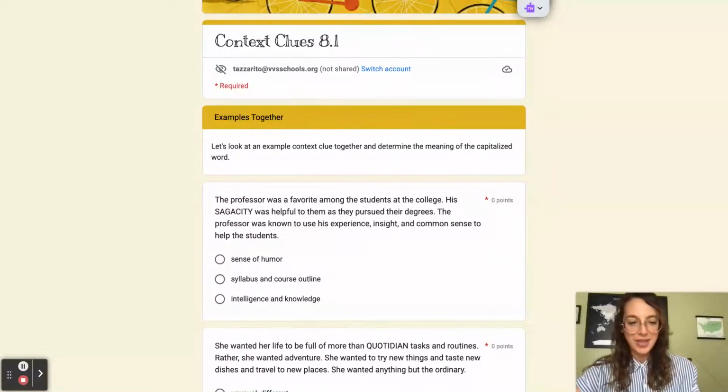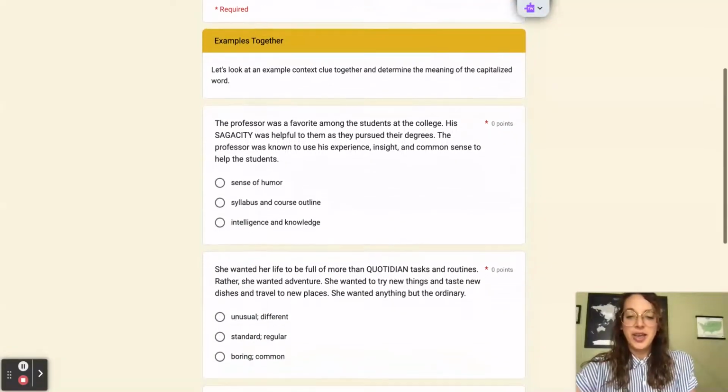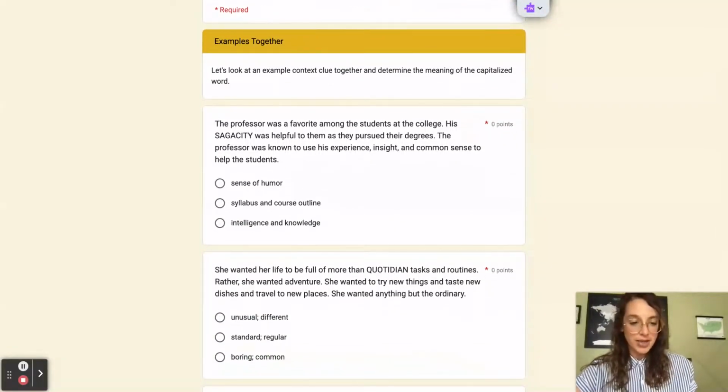Who's ready for level 8 context clues practice? I know I am. Let's take a look. And remember, we're trying to find context clues with ease. So there are example context clues, antonyms, synonyms, and explanations. Those are the 4 main types that we're trying to identify and use to help us when we come across unknown words. So this first one, the unknown word is sagacity.